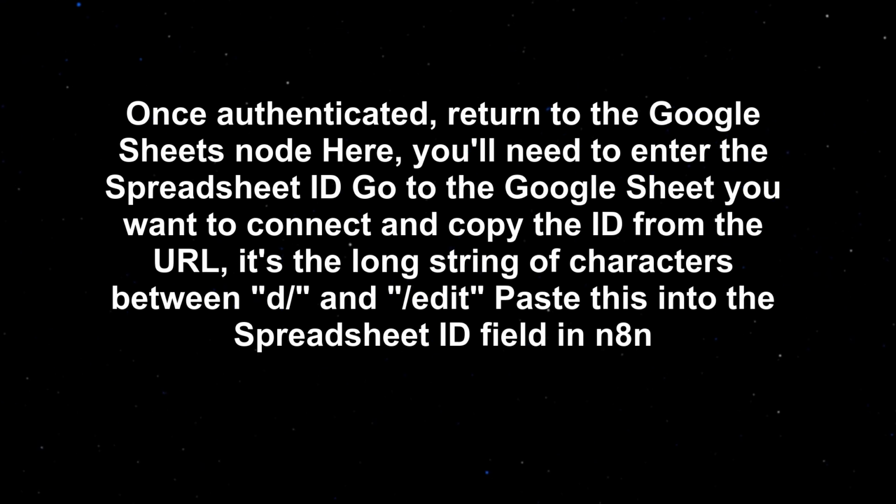Once authenticated, return to the Google Sheets node. Here, you'll need to enter the Spreadsheet ID. Go to the Google Sheet you want to connect and copy the ID from the URL. It's the long string of characters between d and edit. Paste this into the Spreadsheet ID field in n8n.